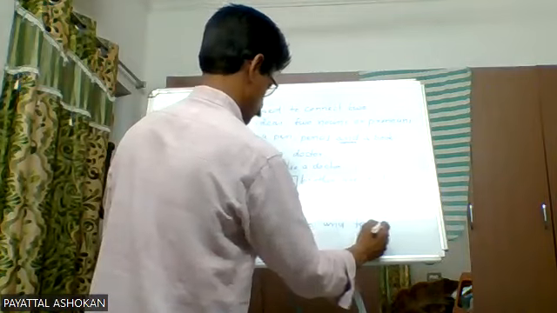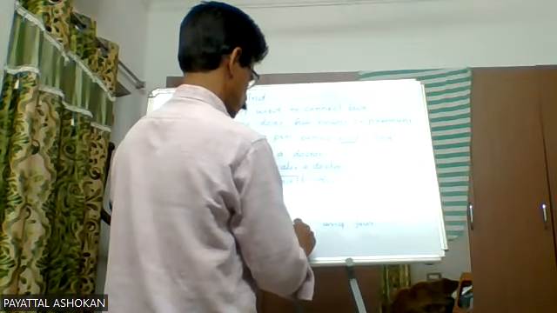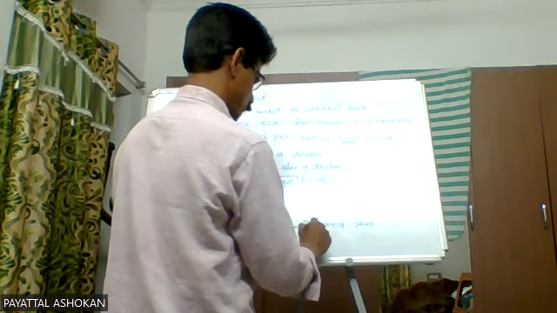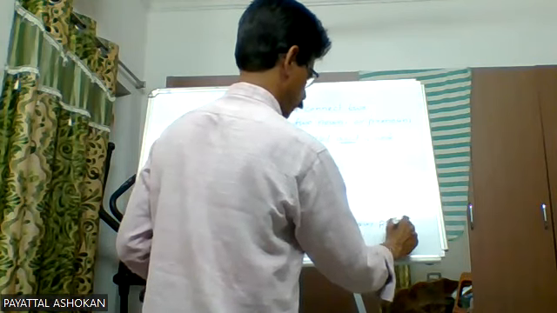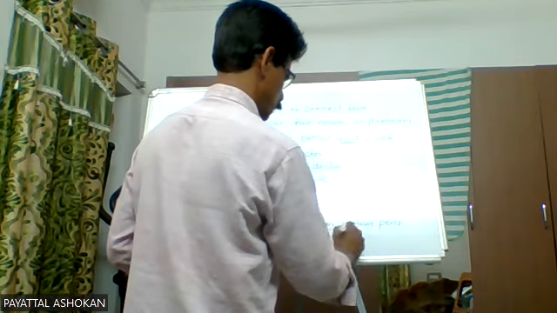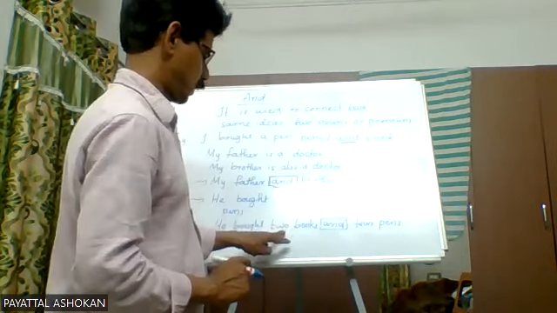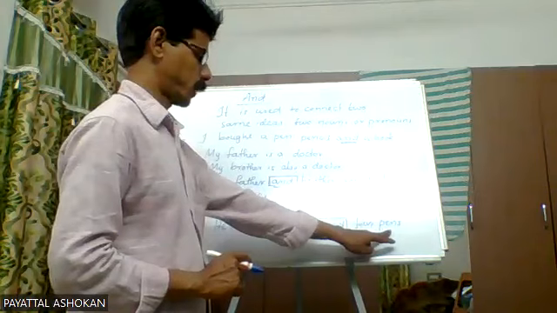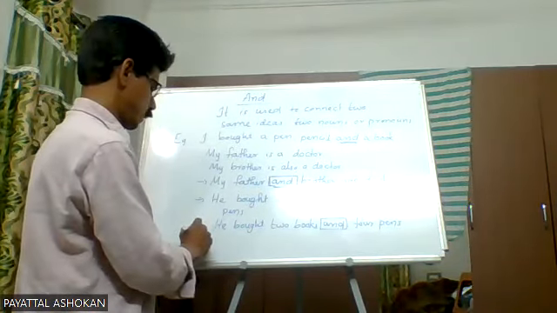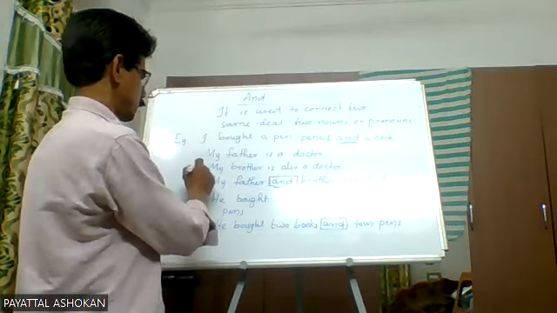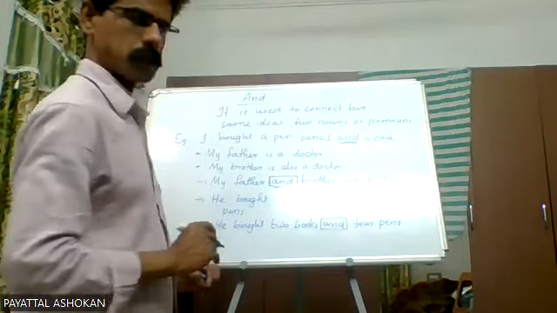Four pens, sorry, two books and four pens. Here, we used "and" to connect different things. One is two books, another is four pens. But the person who bought is the same, so "he bought" has no change. That is the difference I want to tell when we use "and".